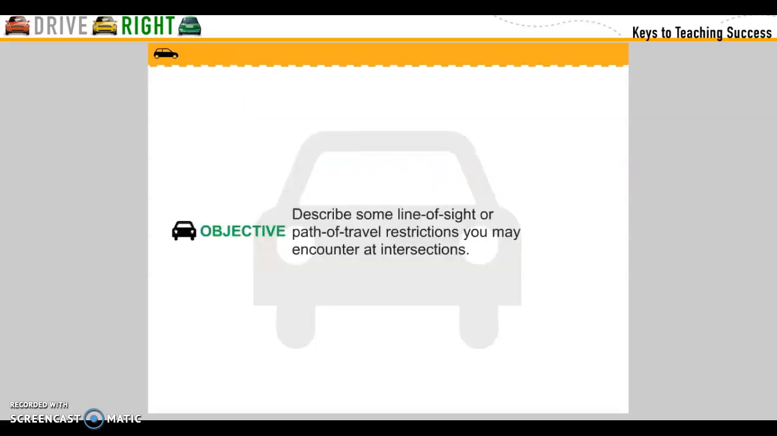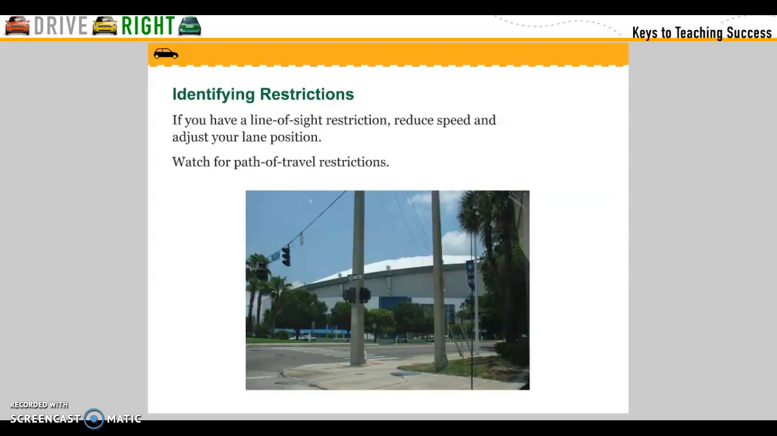Objective: describe some line of sight or path of travel restrictions you may encounter in an intersection. Identifying restrictions. If you have a line of sight restriction, reduce speed and adjust your lane position. Watch for path of travel restrictions.